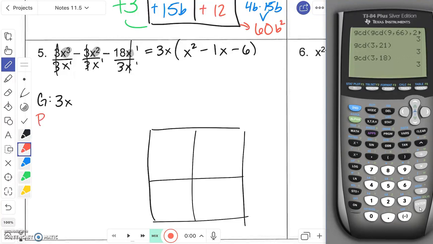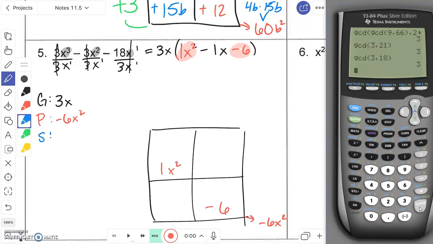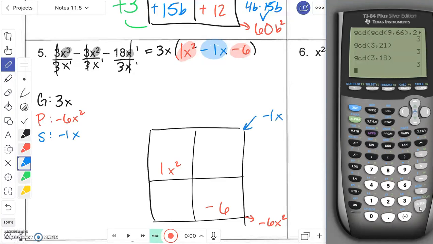And I want to go about finding my product, which means I use A and C multiplied together. So I like using the 1. So I have 1x squared times negative 6 gives me negative 6x squared. And then my sum is my middle number. So negative 1x is going to be the two numbers that add up to be inside.